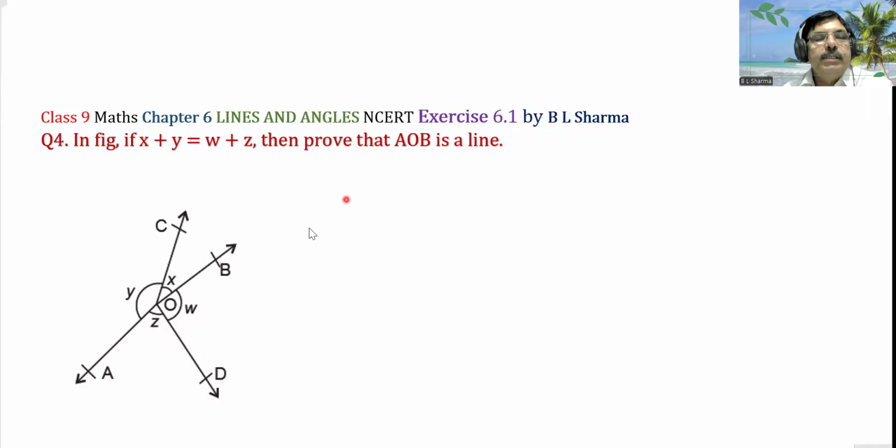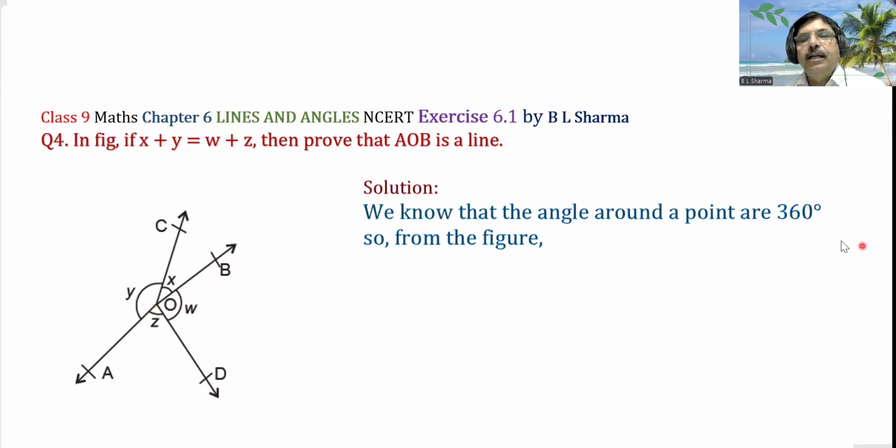It is given in the question, in the figure, angle x plus y is equal to w plus z. Prove that AOB is a straight line. What to do? See. We know that the angles around a point are 360 degree, means the sum of all the angles around a point will be 360 degree from the figure. It means x plus y plus z plus w, their sum will be 360 degree.